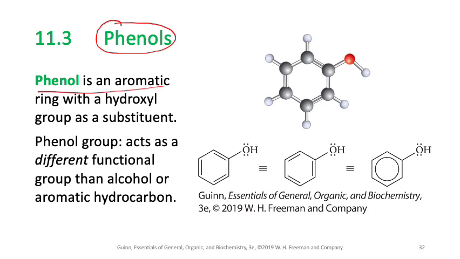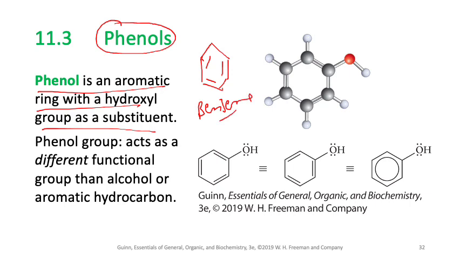What is phenol? Phenol is an aromatic ring with a hydroxyl group attached as a substituent. For example, this is your benzene ring. If I remove one of the hydrogens on any of the carbons in the benzene, let's say this hydrogen, what's the formula for benzene? C6H6. For each carbon you have one hydrogen. So if I take out one of the hydrogens from any one of the carbons, and attach OH instead of the hydrogen, then this entire thing becomes a phenol.